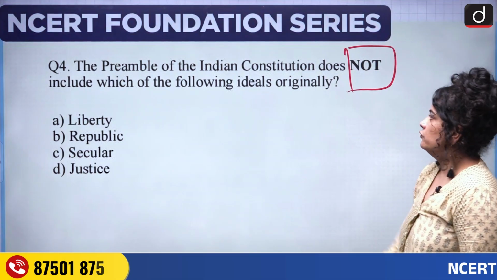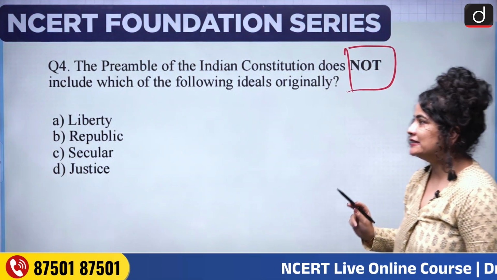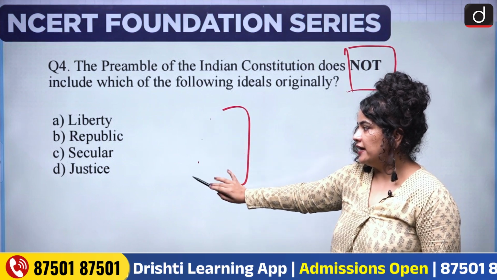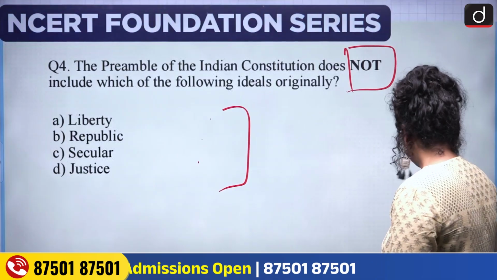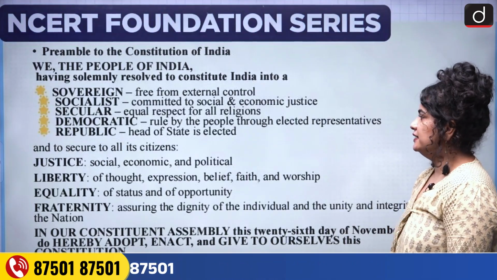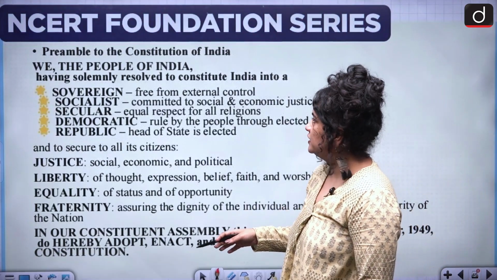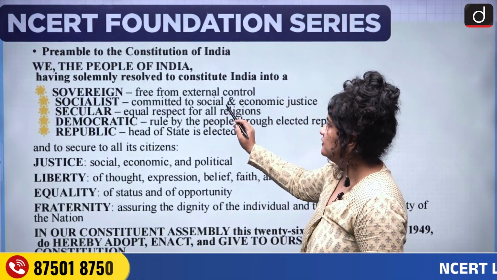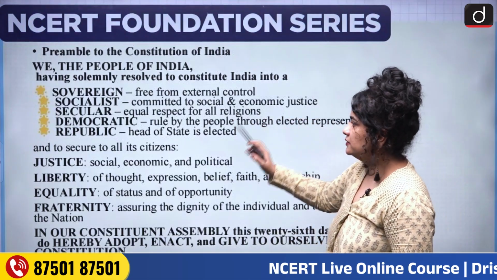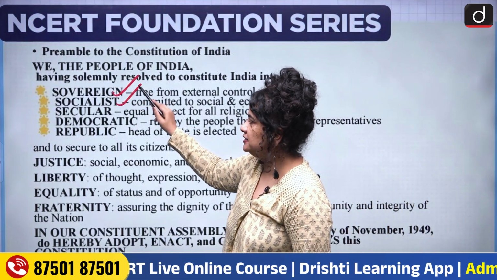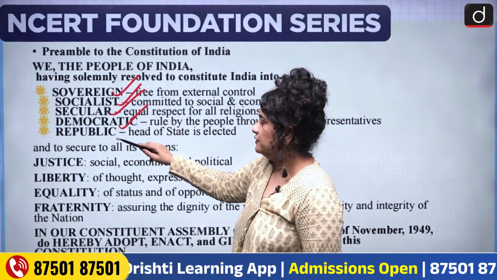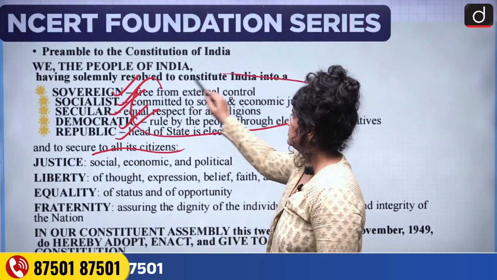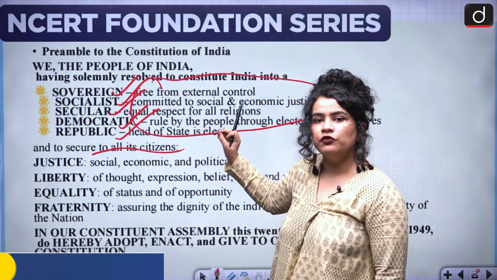The preamble of the Indian Constitution does not include which of the ideals originally? Now, we have liberty, republic, secular, and justice. So let's try to see what exactly is contained in the preamble of the Indian Constitution. Now it says, we the people of India, having solemnly resolved to constitute India into a sovereign, socialist, secular, democratic republic, and to secure to all its citizens. This part is not in the preamble. This I've just written for your understanding.